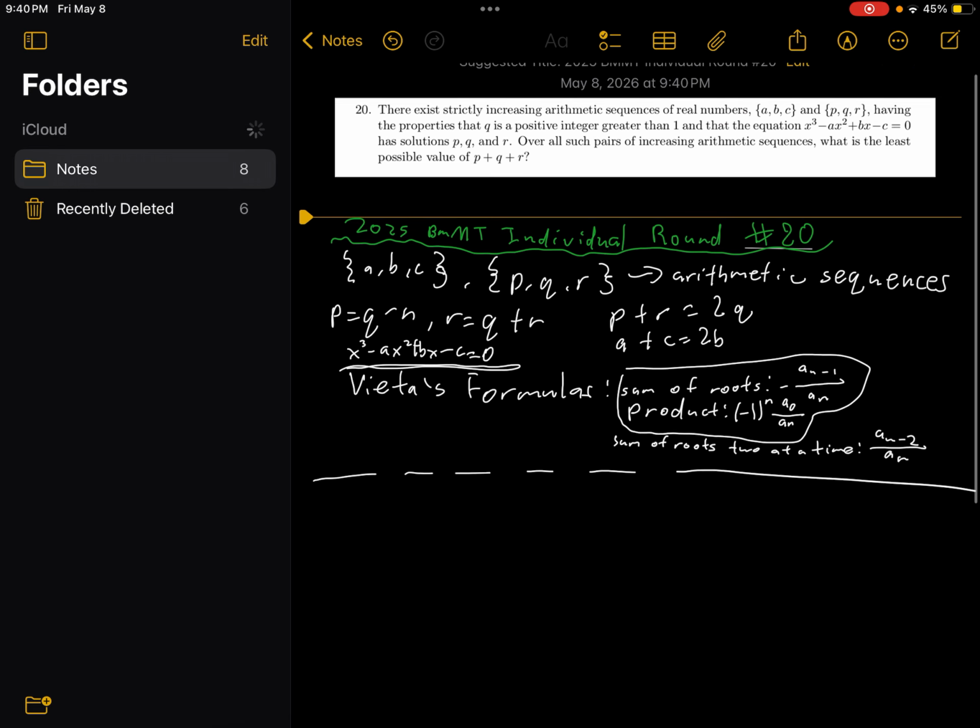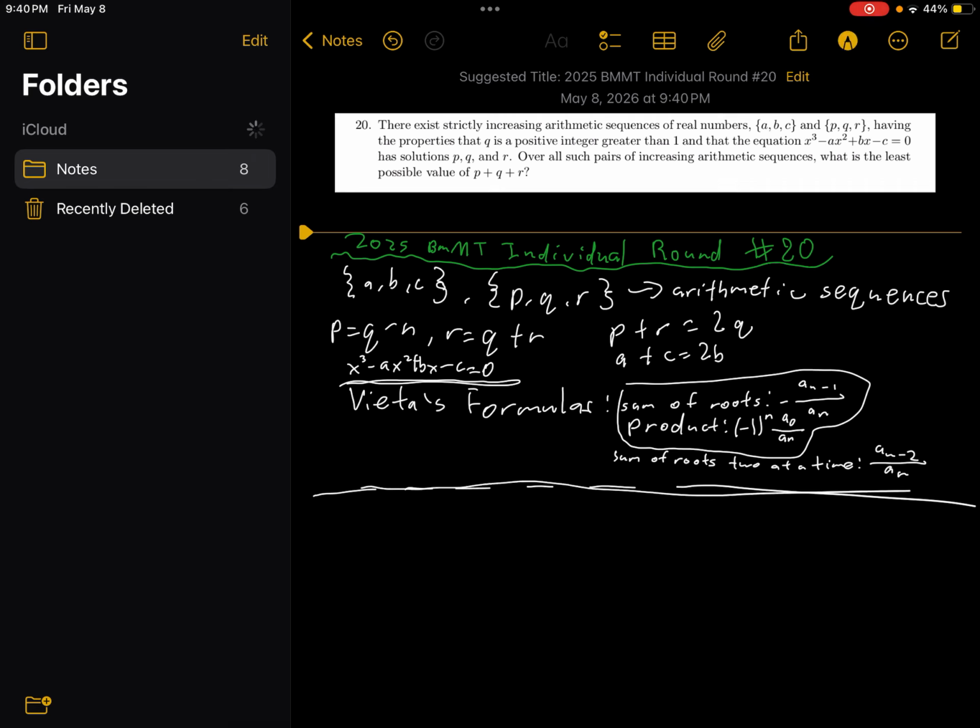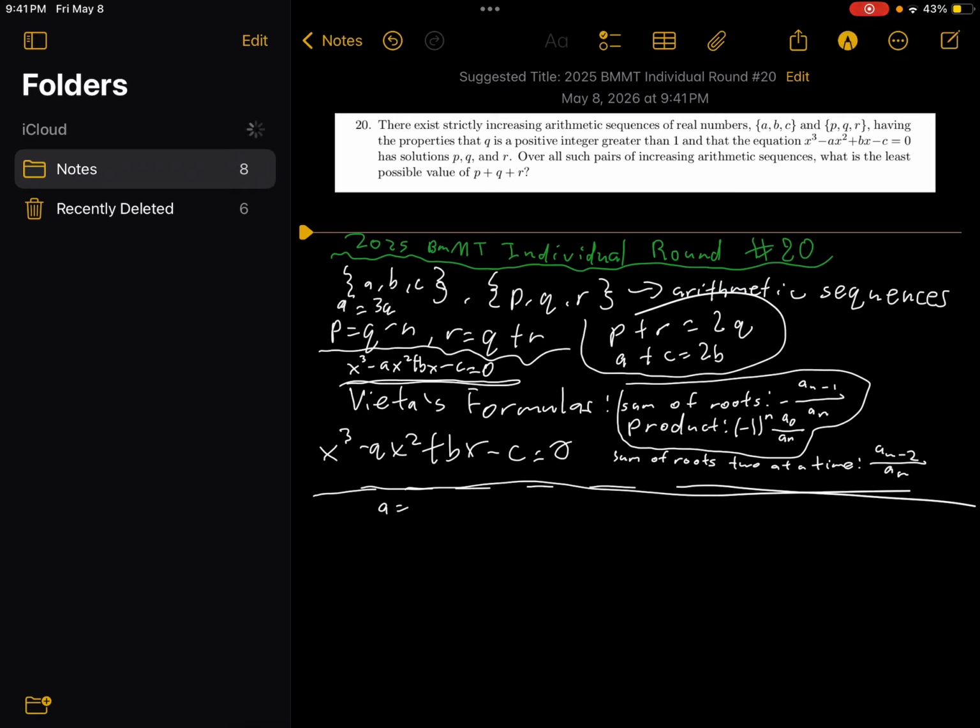Now we apply these Vieta's formulas to this problem. Our polynomial here is x cubed minus ax squared plus bx minus c equals 0. The sum of roots, which is negative a sub n minus 1 over a sub n, is actually just a. Now let's see the representation of a we made using the arithmetic sequence rules. Because of this, we know that a is just 3q, because q minus n plus q plus n plus q is 3q. So a equals 3q.